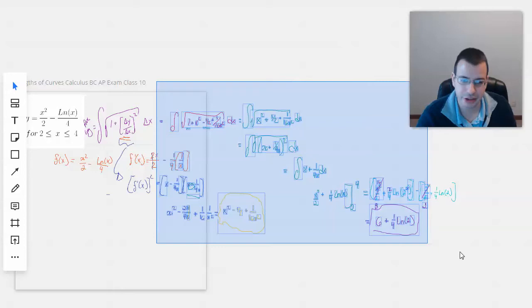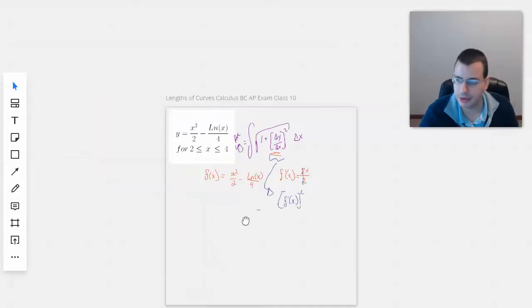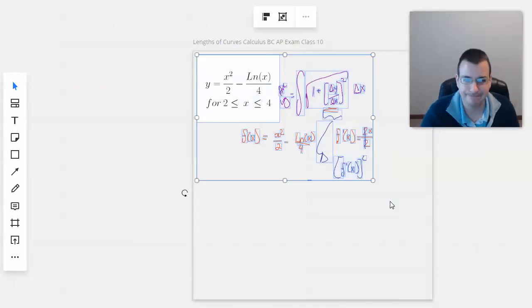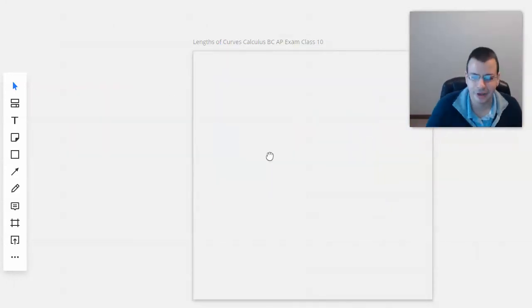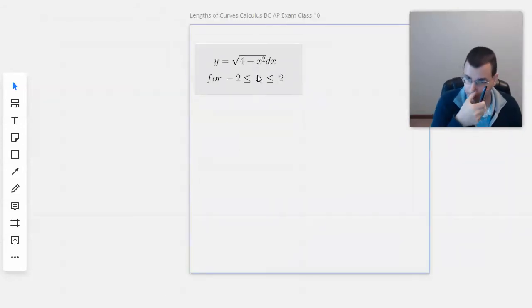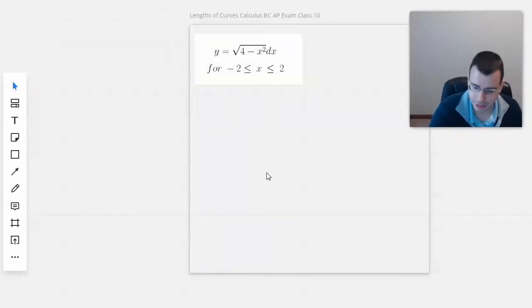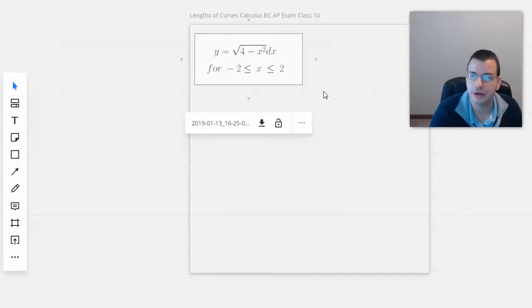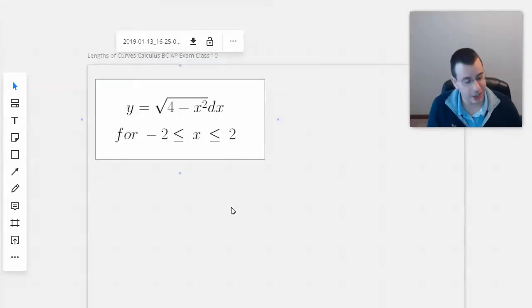Let's erase this. Oh, I don't like how I wrote the formula that time. Okay. The same concept. We look at it, and we're like, okay, find the arc length of said problem.